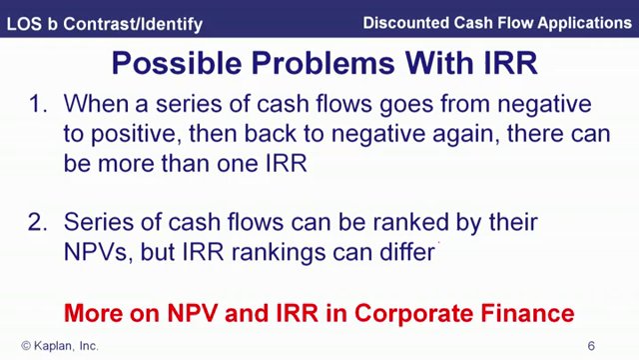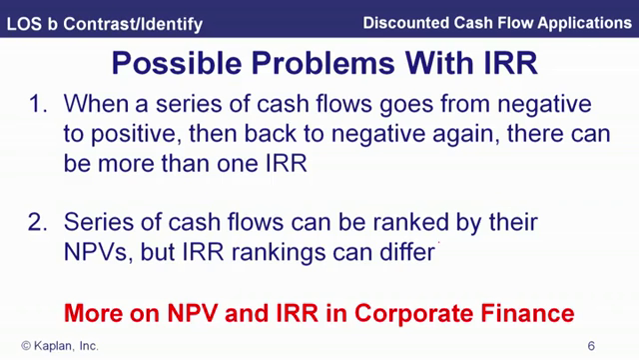We can't differentiate between them or among them and say, yeah, this is the one that's right. So that's one of the problems with IRRs. With more complex projects, we can get multiple IRRs and can't make a decision based on that.